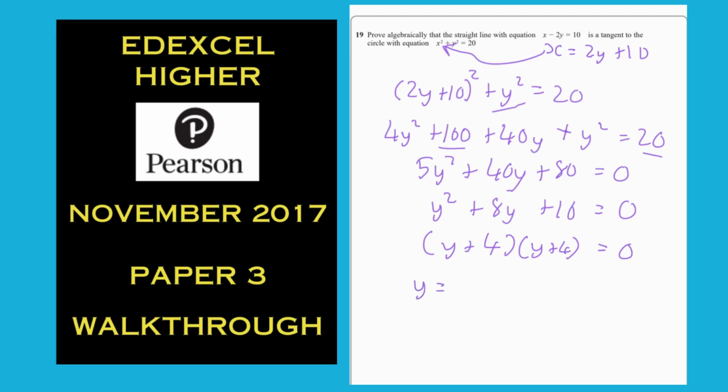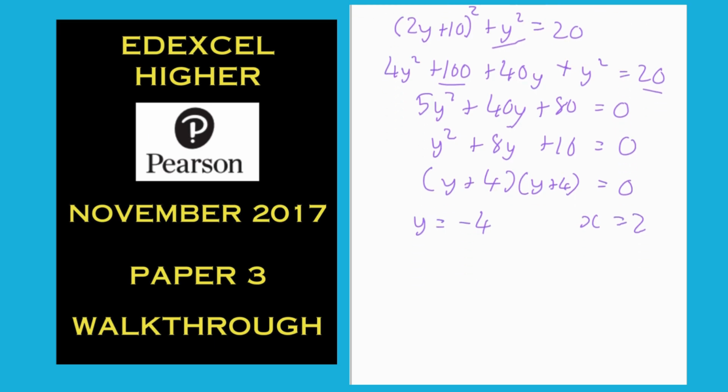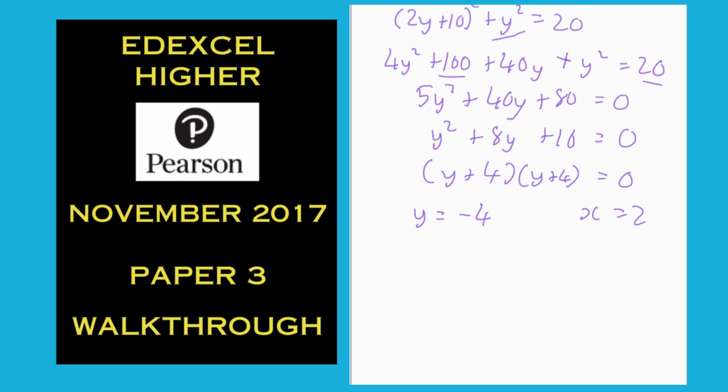Now, obviously, that means y equals -4. You could mention that that makes x2 by subbing it back in, but they're not that interested. It says prove algebraically it's a tangent. So now's where you say something like only one point of intersection. Hence, it must be a tangent.